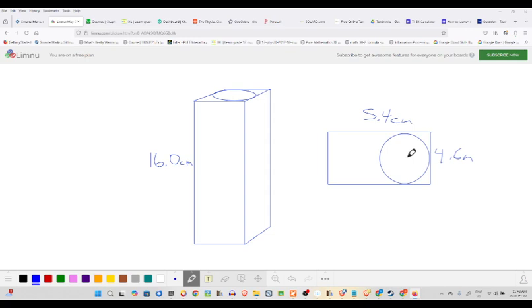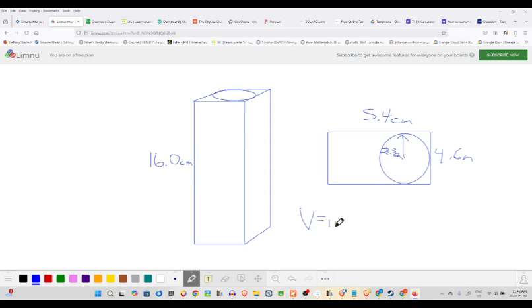Which means we are limited to a cylinder of radius 2.3 centimeters. That's the biggest radius we can have. It's half of this side. We can't have a 2.7 centimeter because then that's 5.4 across. It doesn't fit this way. So we're looking at a cylinder.